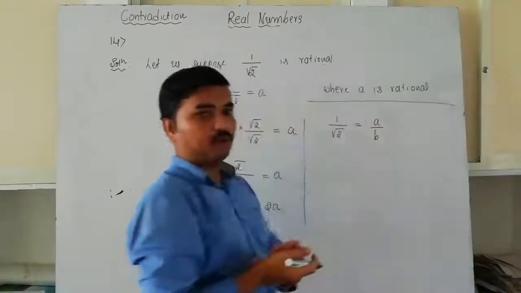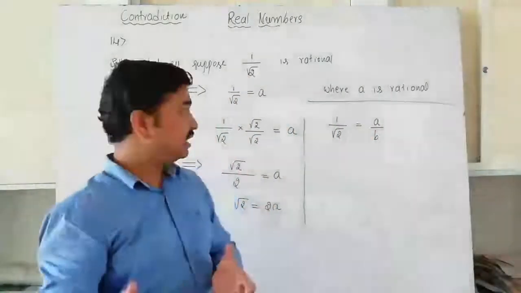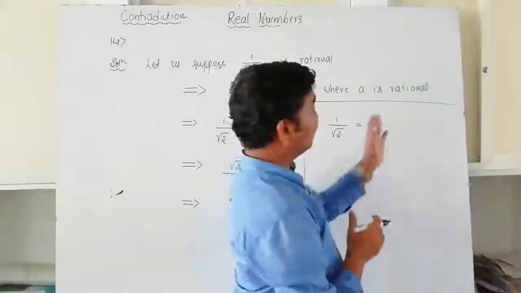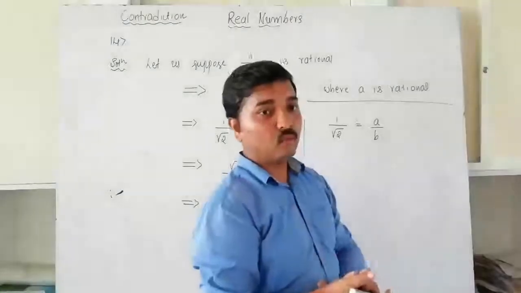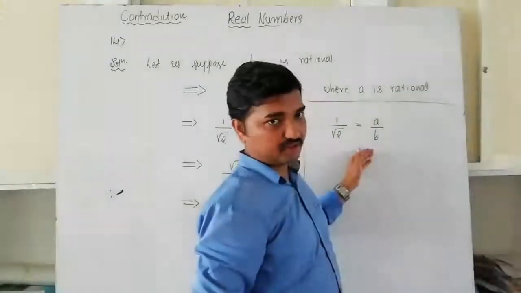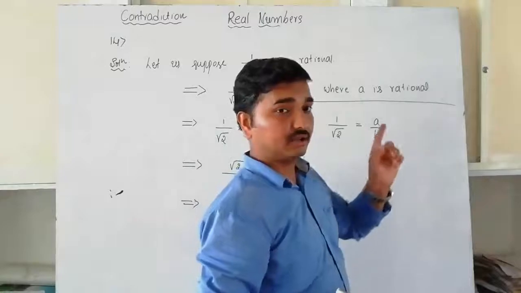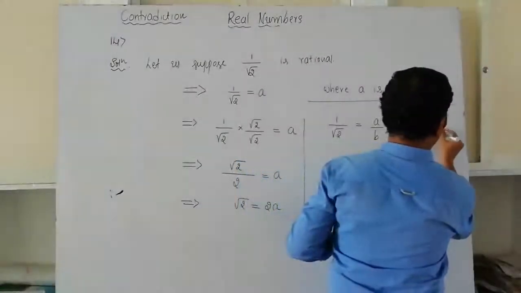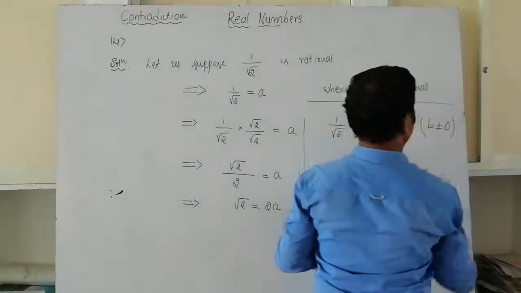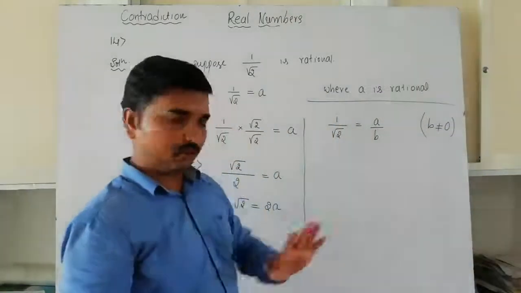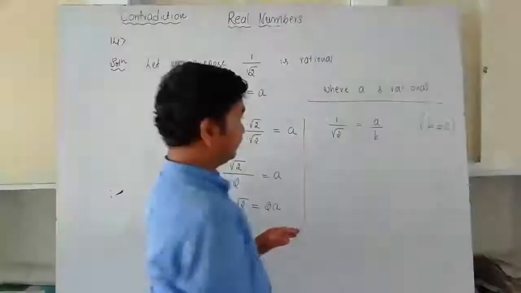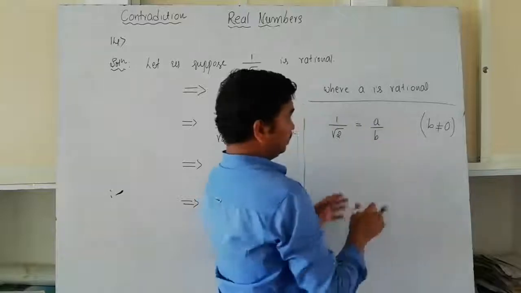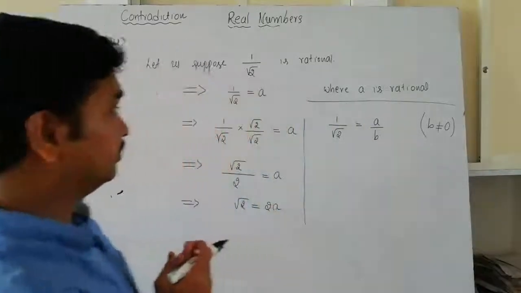Okay, so in the second problem it will be very clear for you, because whenever we write 1 by root 2 is equal to a by b, in the bracket we are going to write something. What? a and b are integers and co-prime, and one more condition: b should not be equal to 0. We must write this one, b should not be equal to 0. Okay, now look here. If you cross multiply root 2 to the right side.